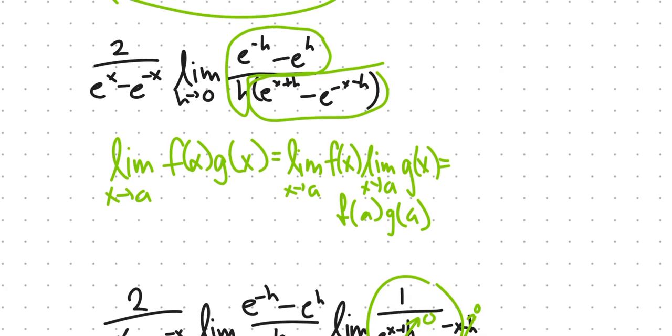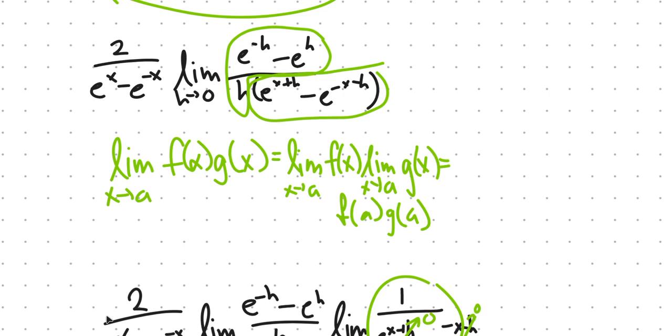Now, if we plug in the h's inside of this limit, we would have a 0 over 0 situation, so we would have to try and simplify this again. And since we can simplify e to the x plus h minus e to the negative x minus h, we can split this limit into two using the limit principles.